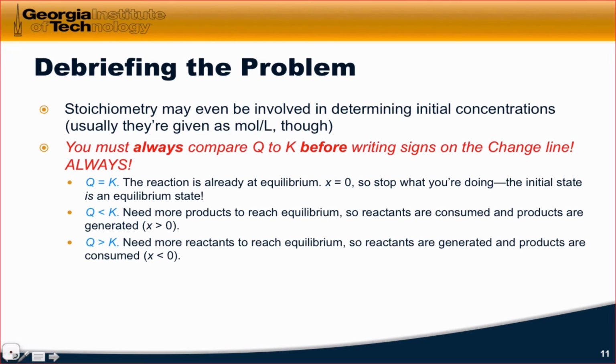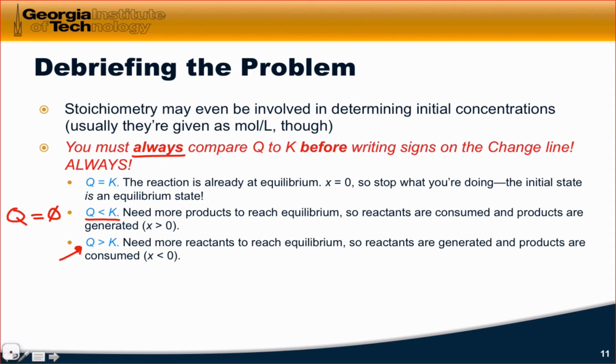It is very important, before writing the change line, to assess Q versus K. In this situation, we had Q less than K, and this is a common situation because when products are not present in the initial conditions, Q is equal to 0, and that tells you immediately, since K must be greater than 0, that Q is less than K. However, that's not always the case, and there are plenty of situations where the initial Q is actually greater than K such that the reaction runs in reverse.